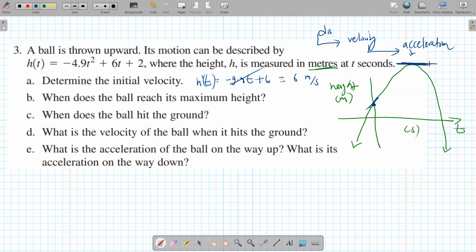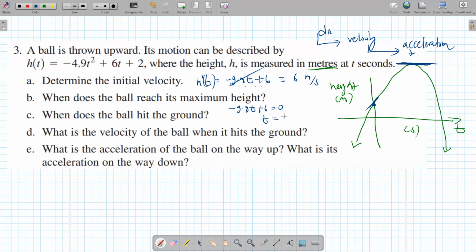Slope is 0. So what you need to do is set h prime of t equal to 0 and solve for t. So basically you just set the slope function to 0, right? And then you solve for t. And if you get a negative time, you probably did something wrong.